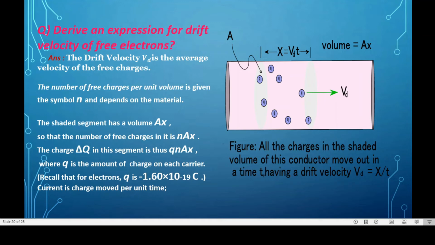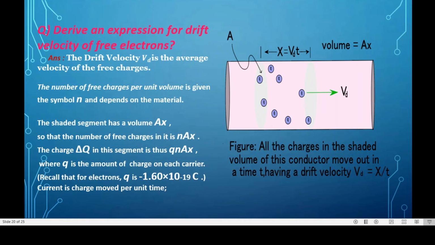That means it is the distance that the charge moves. Let the charge q be moving a certain distance x. That x value will be equal to Vd times t. So what is the volume of that part? The volume of that part is A times x, because we know that the formula of volume is area into length of the conductor. So A into x.